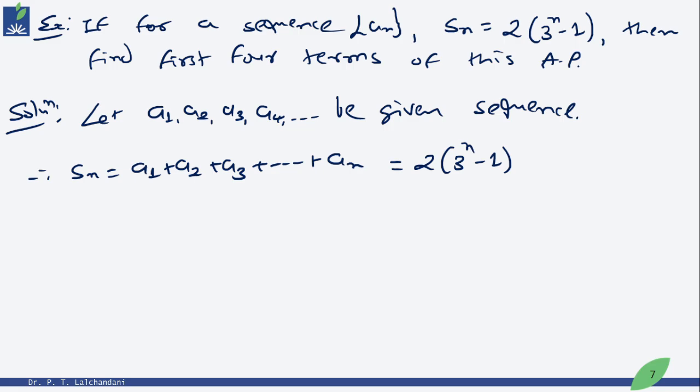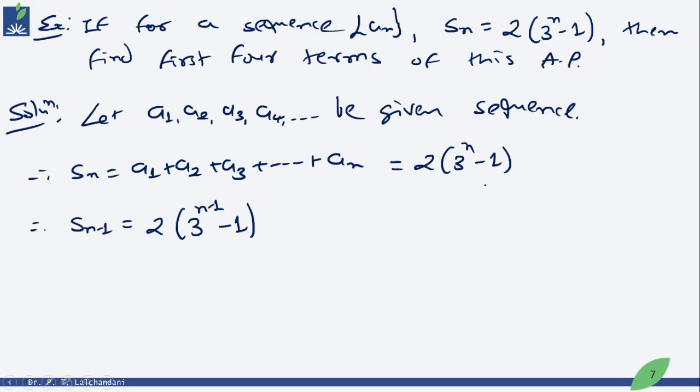Now, how do we find the nth term of this arithmetic progression? See, here we have the formula for Sn. So from this you can easily write down the formula for Sn minus 1. What is Sn minus 1? The sum of the first n minus 1 terms. So simply in this expression replace n with n minus 1. What will you get? 2 times 3 raised to n minus 1, minus 1. Simply replacing n with n minus 1, we have the formula for Sn minus 1.